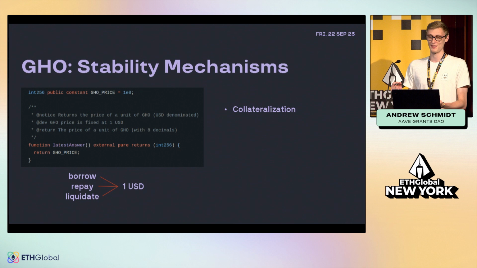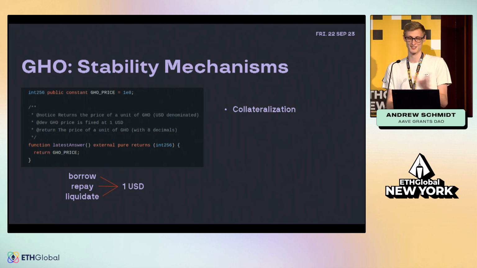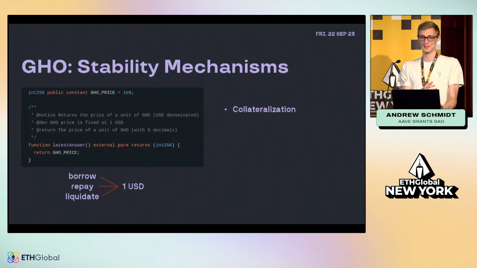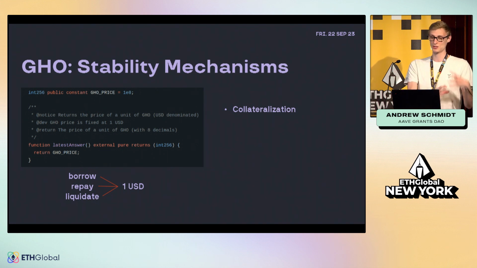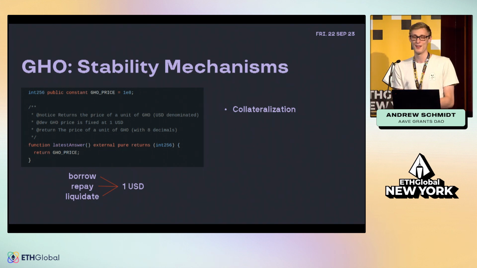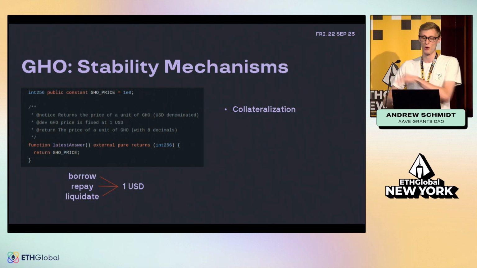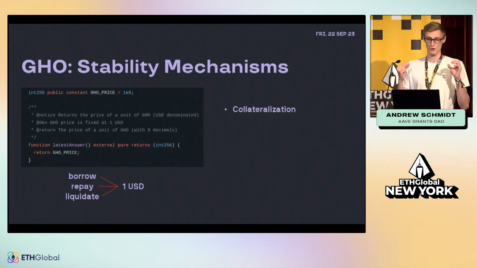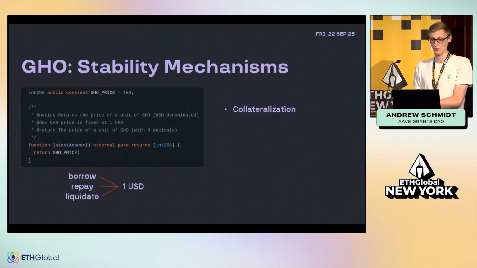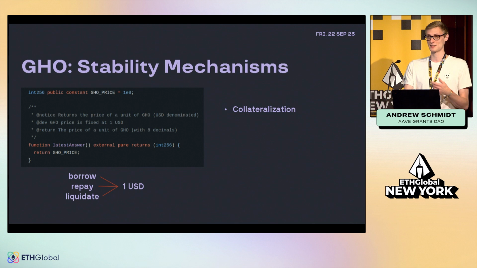And this does not mean that the market price of Go is fixed to $1. That's not the same thing. What this is saying is that in order to borrow or repay or liquidate Go, the value of the other tokens inside of your wallet must correspond to this $1. And what this means is that effectively Go has a collateral floor where no matter what the market price of Go is, the Aave protocol says that in order to mint Go against your collateral, it has to have a value greater than $1. And this is essentially the collateral side of stability.